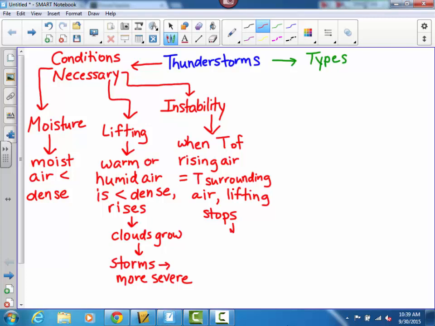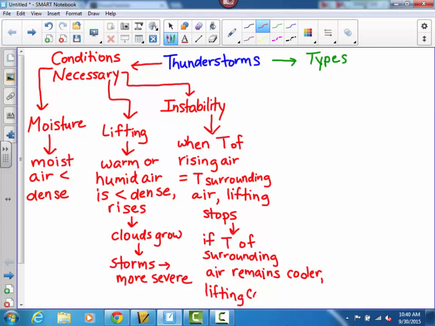One more note down here. If the temperature of the surrounding air remains cooler, then lifting continues.